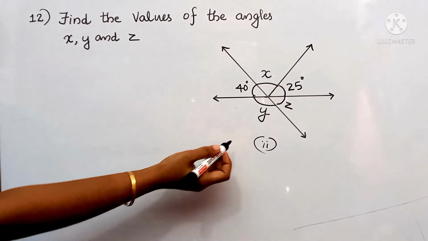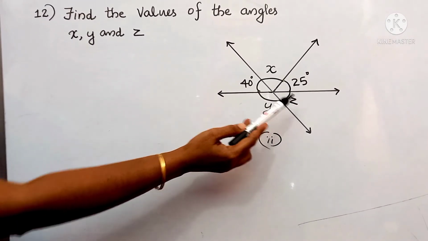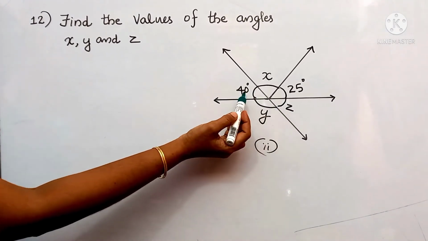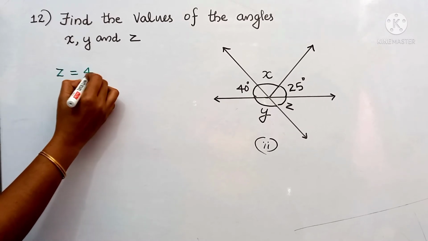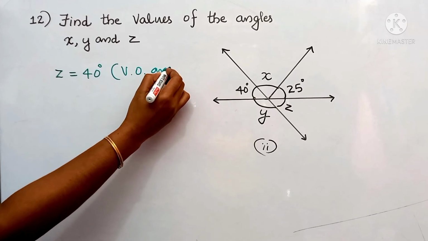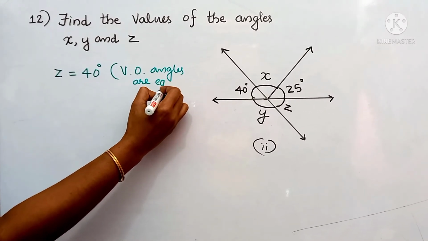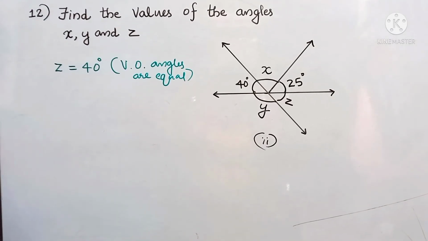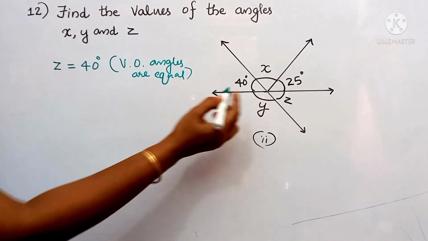Here, that second figure it is given. We have to find the values of x, y and z. And by observing this, we could understand z is opposite to 40 degree. So, we have got that z is equal to 40 degree because vertically opposite angles are equal. Vertically opposite angles are equal.